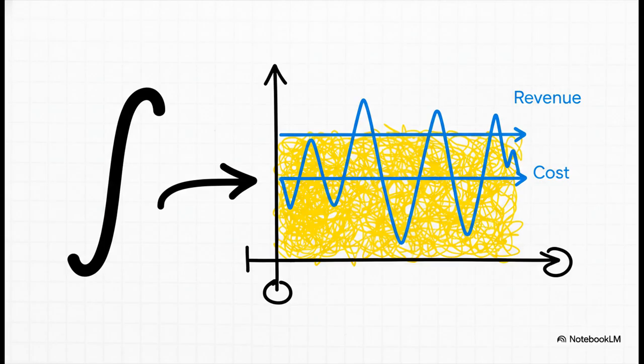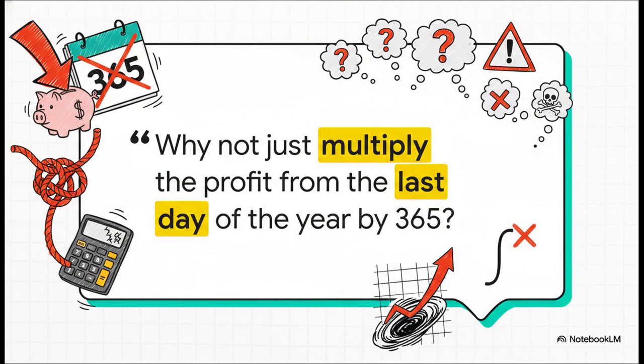To find our total profit for the whole year, we can't just look at one day. We need to integrate our marginal profit function, that P prime of x, over the entire period, from day 1 all the way to day 365. Okay, let's pause right here.